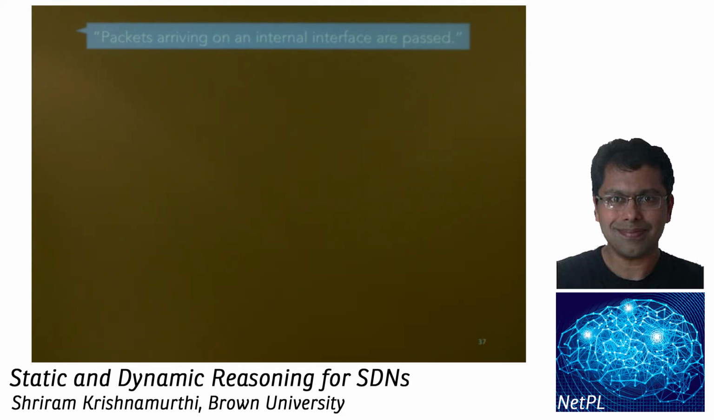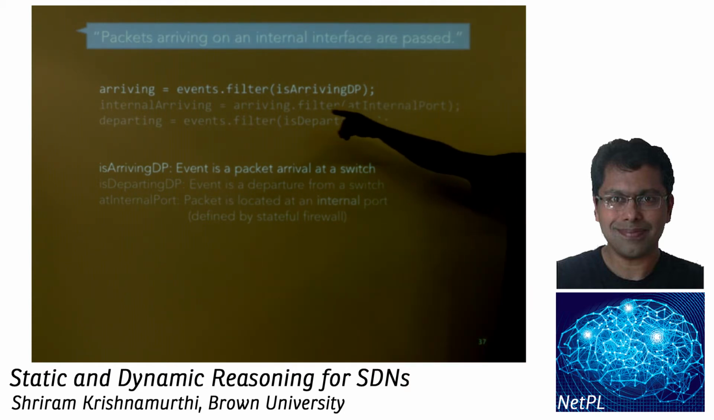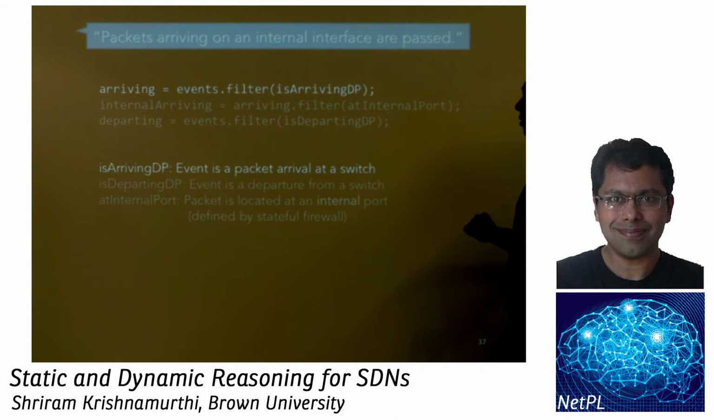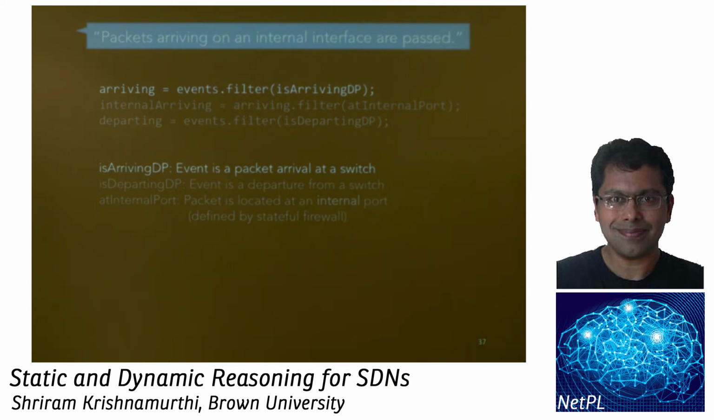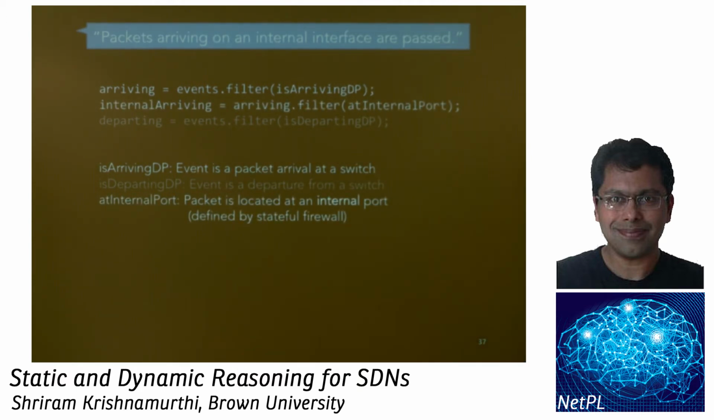So let me show you some actual code. Here's the thing we're trying to check for: packets arriving on an internal interface are passed through to the outside. Don't worry, you're not expected to be able to read the gray. I have a stream of events, and I'm going to filter it by all the events arriving on the internal interface. Then I filter that further by the things that arrive at the internal port, and I filter those by what is going out in the departing stream.